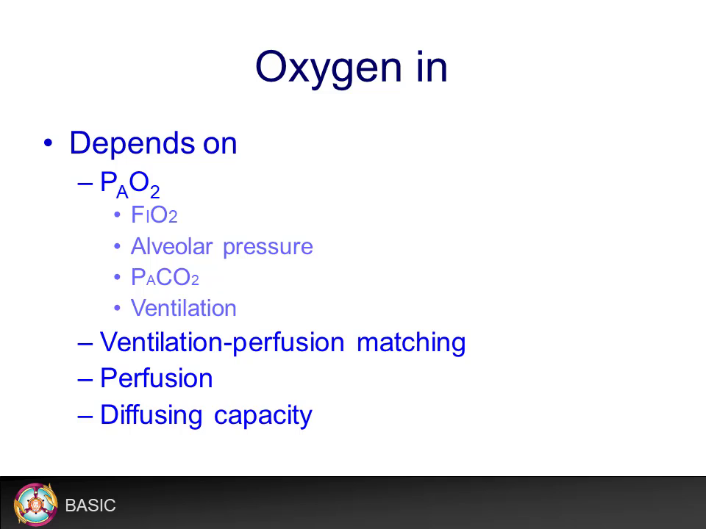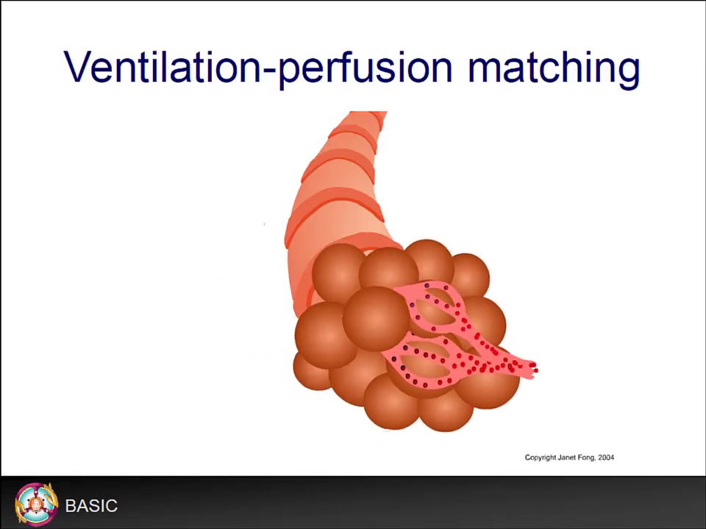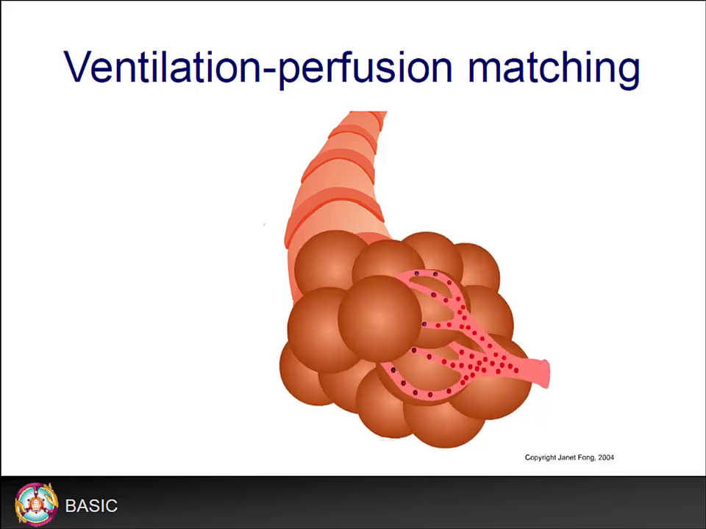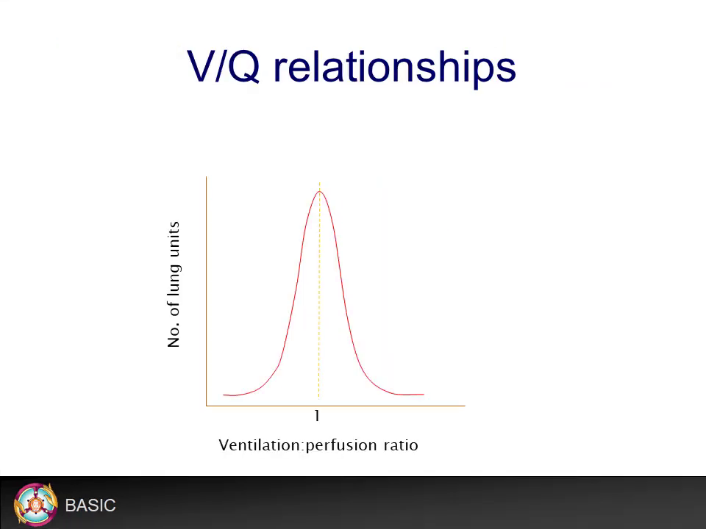Perfusion of non-ventilated alveoli, also known as shunting, is the most common cause of hypoxic respiratory failure in ICU. Normally, ventilation and perfusion are reasonably well matched, with most lung units having a ventilation-perfusion ratio near to 1.